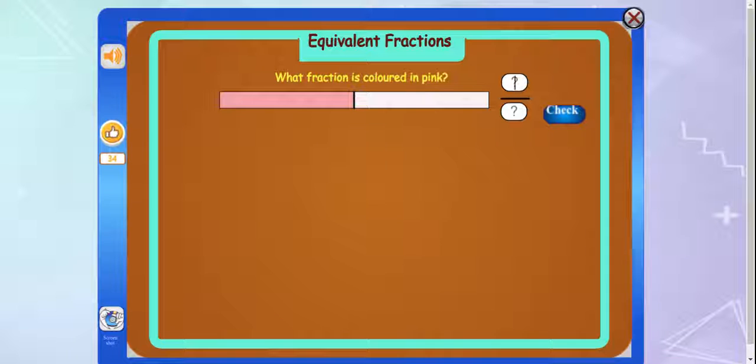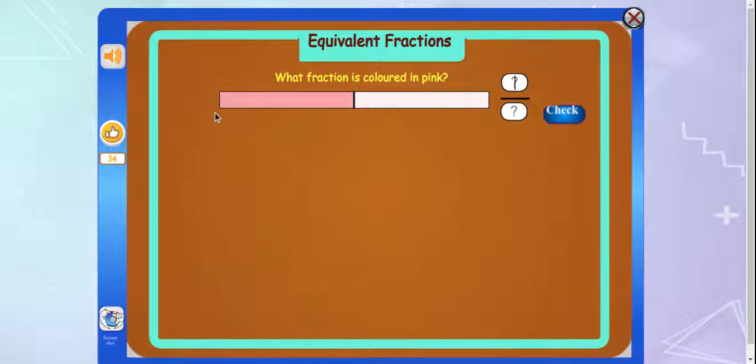In this activity, we are going to be learning about equivalent fractions. So, in order to understand equivalent fractions, let's answer the questions that are given on the screen. So, what fraction of the bar is shaded in pink?